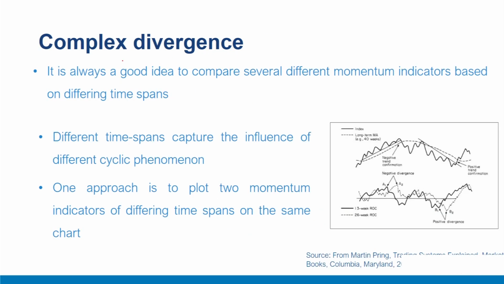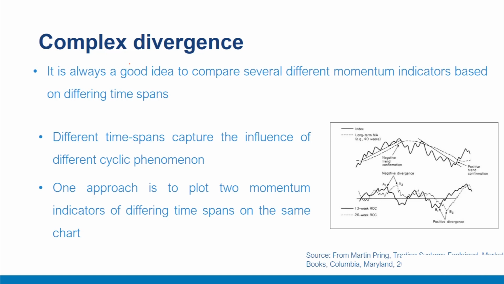With respect to complex divergences, it is always widely recognized that price movements are simultaneously influenced by several cyclical phenomena. Because a single momentum indicator can monitor only one of these cycles, it is always a good idea to compare several different momentum indicators based on different time spans. One approach is to plot two momentum indicators of different time spans on the same chart, as we can see in the figure here.